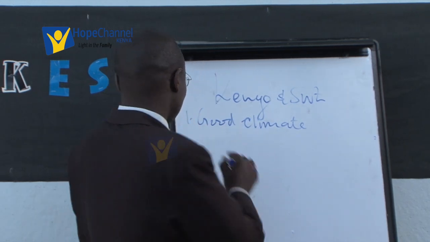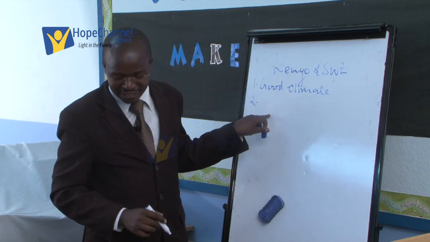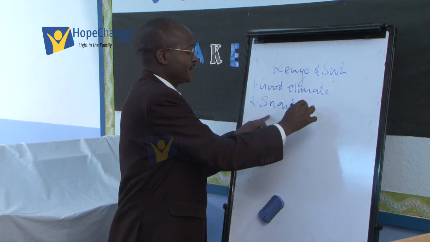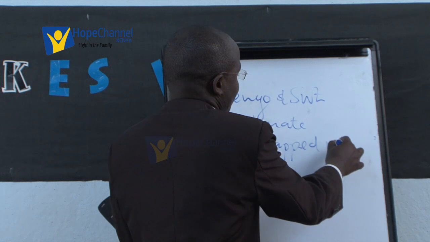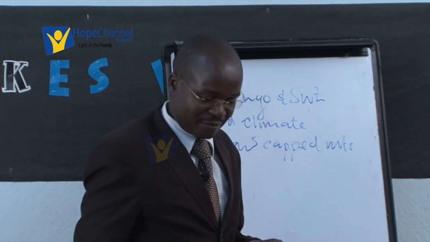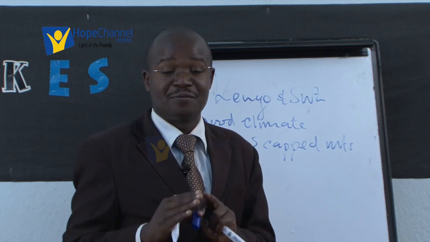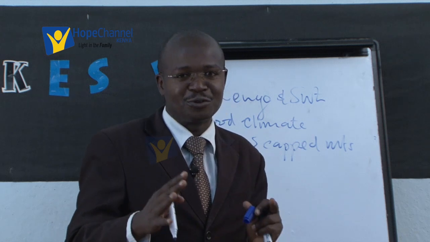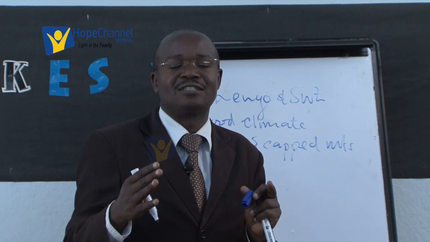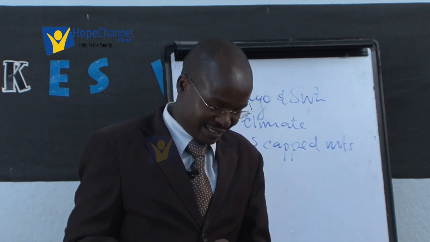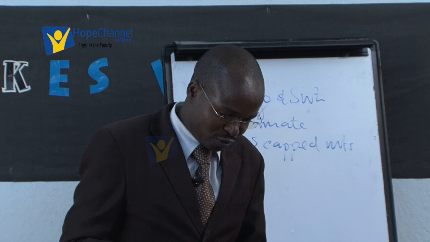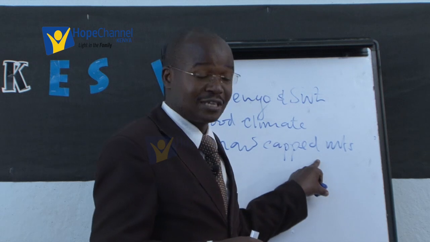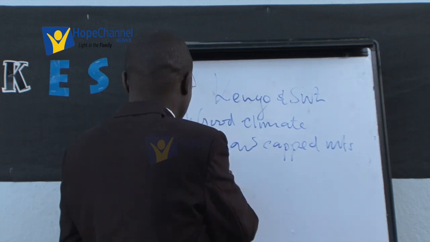Point 2, we have snow-capped mountains. In Kenya, we have Mount Kenya, a snow-capped mountain, and we also have Mount Elgon, although it does not contain as much snow as Mount Kenya. So in Kenya, we have snow-capped mountains. The same case we have in Switzerland. The other similarity, that's number 3.